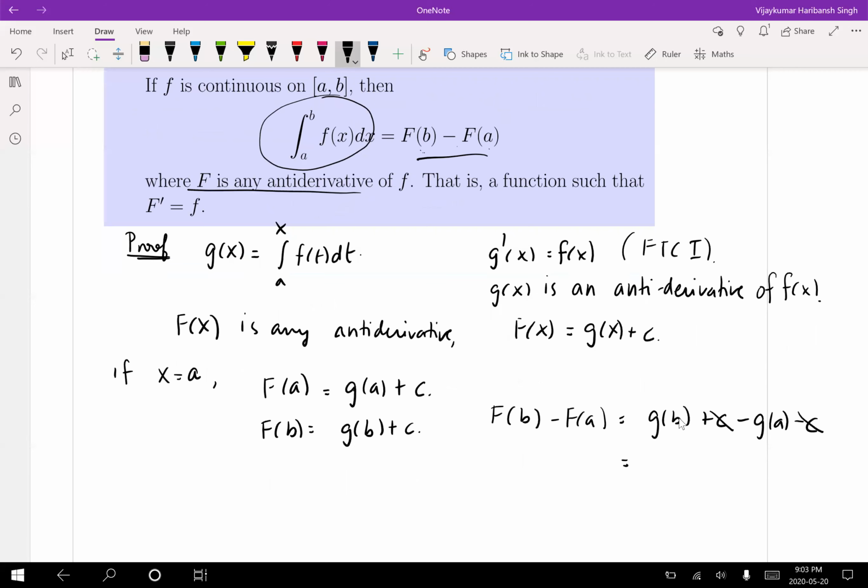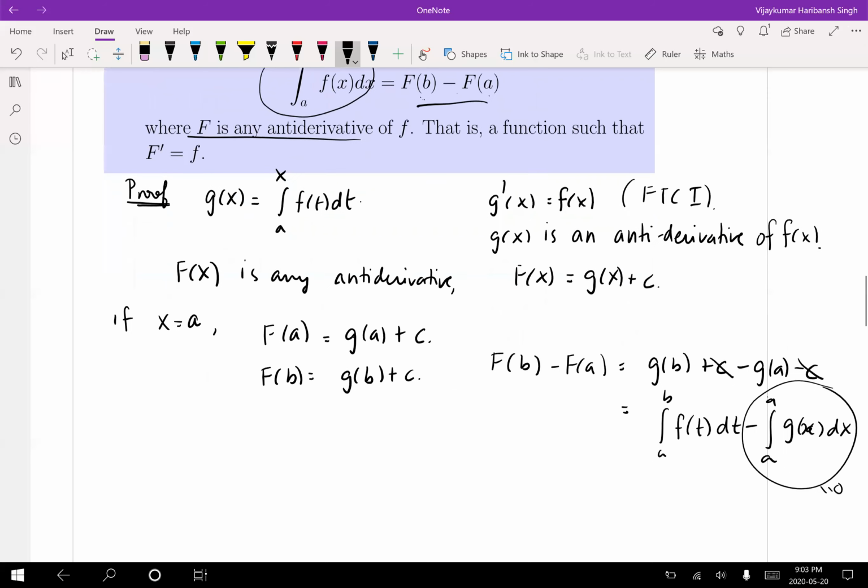What is my g? g(b) is the integral from a to b of f(t) dt. What is g(a)? g(a) is the integral from a to a of f(t) dt. This is 0, right? Because the integral from a to a is 0. So this is what we get. Therefore, you see, you have proved your result: the integral from a to b of f(t) dt is F(b) minus F(a).